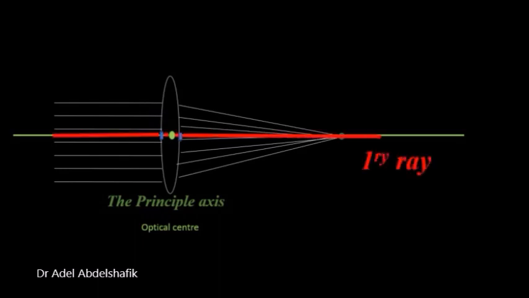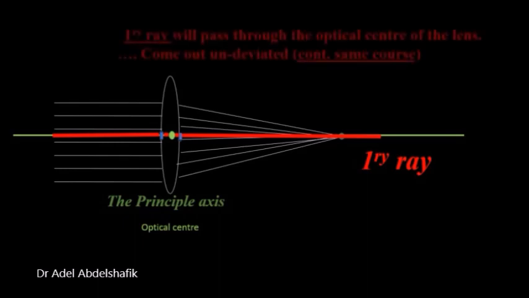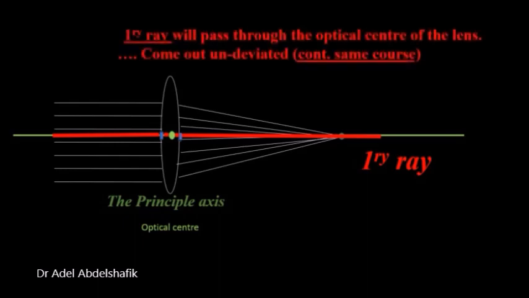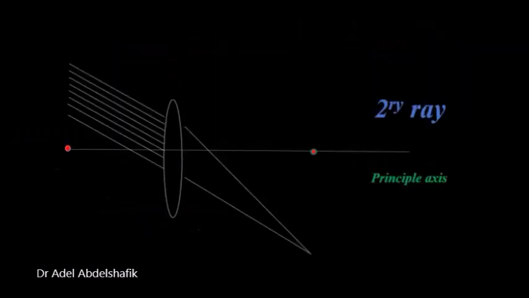A central ray passing through center of the lens is not refracted and emerges undeviated. This is known as the primary ray. So the primary ray will pass along the principal axis and hence pass through the optical center of the lens, which is located along the principal axis.